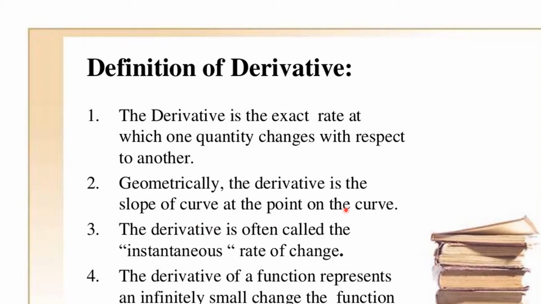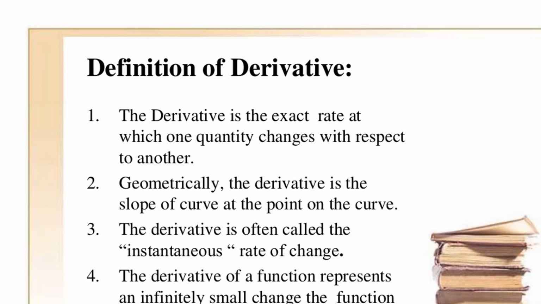Now come to the third point. The derivative is often called the instantaneous rate of change. This concept is generally used in physics, for the rate of change of a moving body. And the fourth point, the derivative of a function represents an infinitely small change in the function. We can find that change with the help of the concept of derivative.